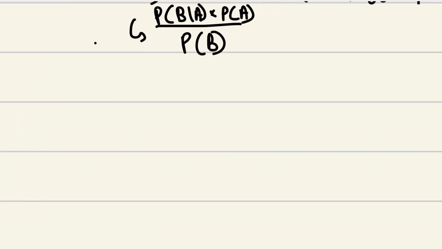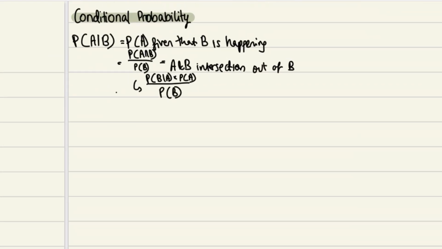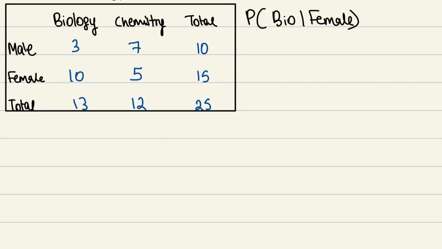So let's look at an example. I'll draw a table and show it to you, and then we can look at how conditional probability would apply over there. So in this question, we need to find the probability of a student taking biology given that they're a female. So in this table provided, we can see that there are a total of 10 male students and a total of 15 female students and a total of 25 students in general, and then 13 who have taken bio and 12 who have taken chem.